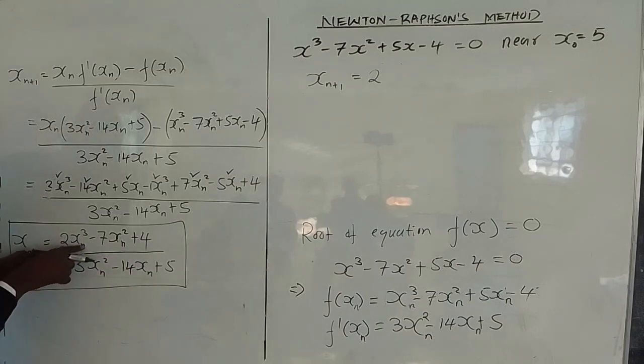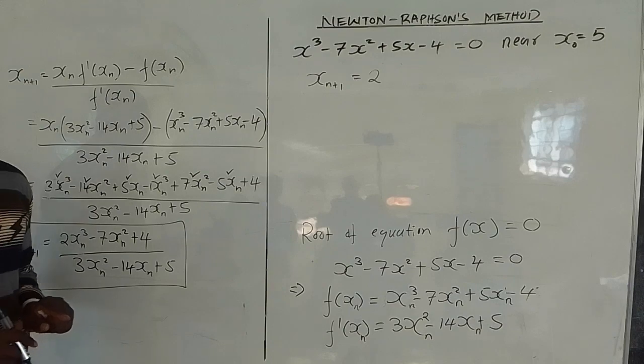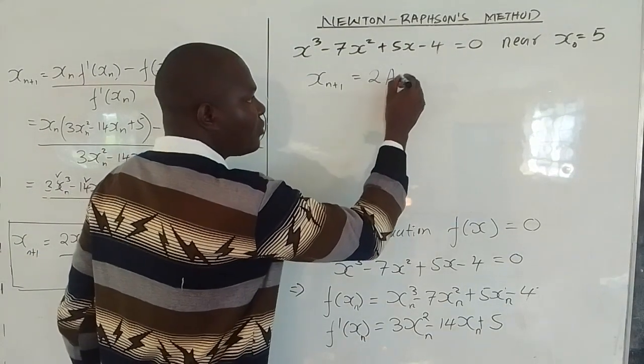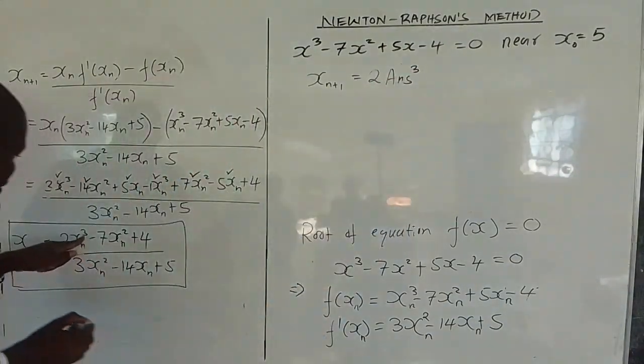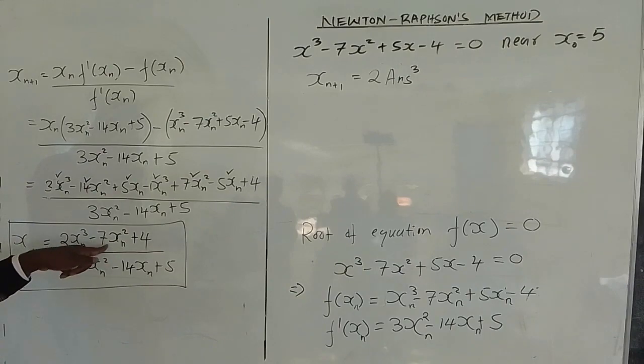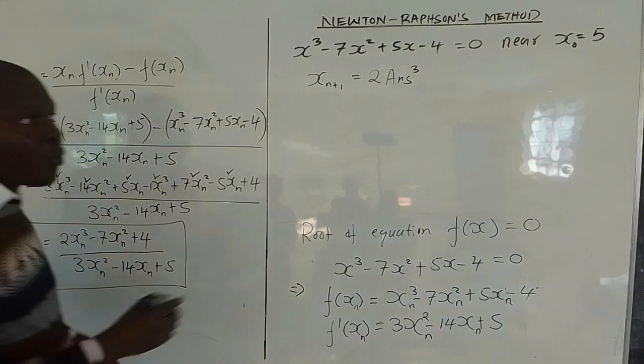So we have 2 answer cubed. Are you seeing what I'm trying to say? We have 2 answer cubed. Anywhere you see xn, you put answer. Then minus 7 answer squared.